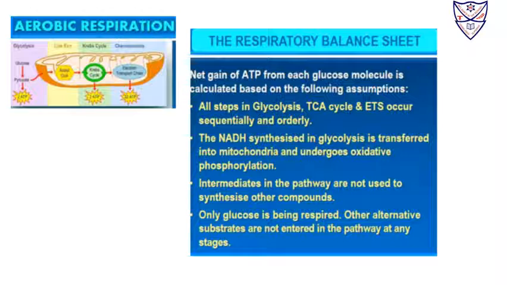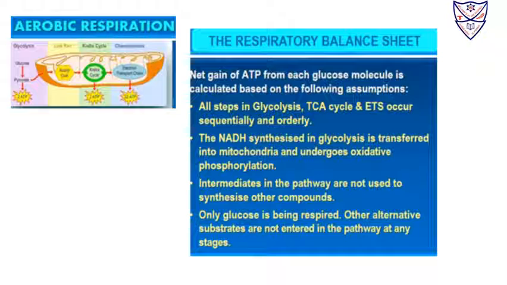So if we look at the balance sheet of this entire respiratory process after glycolysis, Krebs cycle, and chemiosmosis, that is the electron transport chain, then what do we have? The net gain of ATP for each glucose molecule is calculated based on the following assumptions. All the steps in glycolysis, Krebs cycle, and electron transport chain occur sequentially and in correct order.